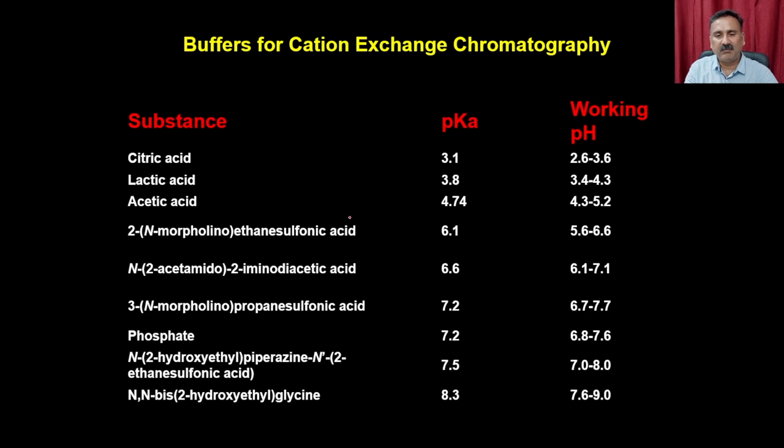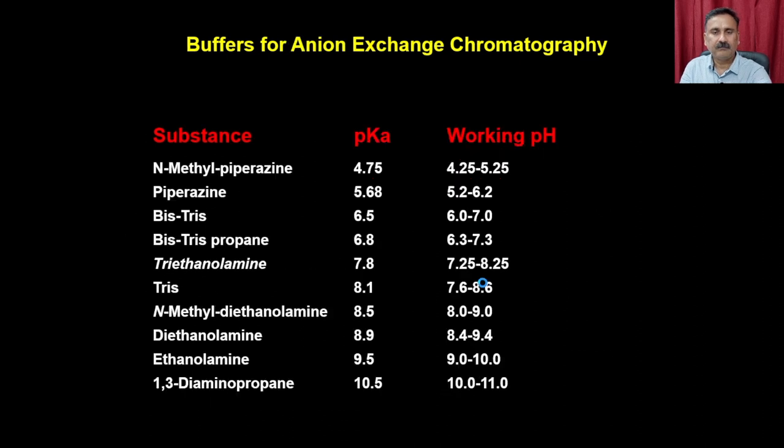So these are some of the buffers you can use, and you can choose the buffers based on the working concentrations. What is meant by the working concentration is that it is always going to be plus or minus one from the pK values. For example, in this case, it is 3.1, so it is going to be from 2.6 to 3.6, which means 0.5 on this side and 0.5 on this side. Okay. Similarly, this side also. So depending on what buffer range you are working in, you can choose these buffers and work. So these are the buffers for the anion exchange chromatography.